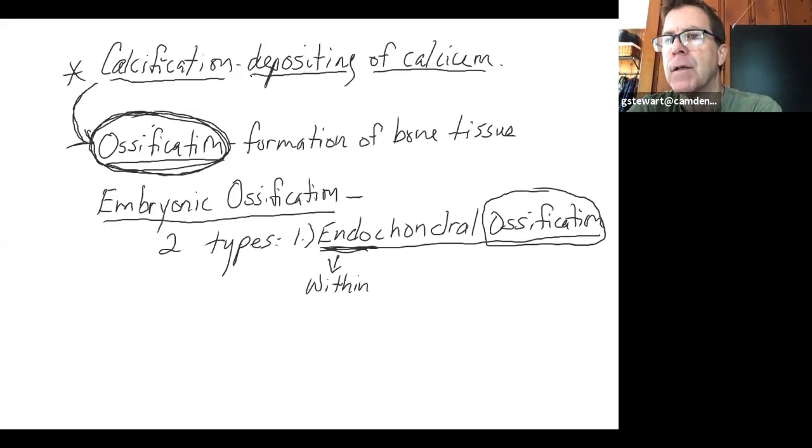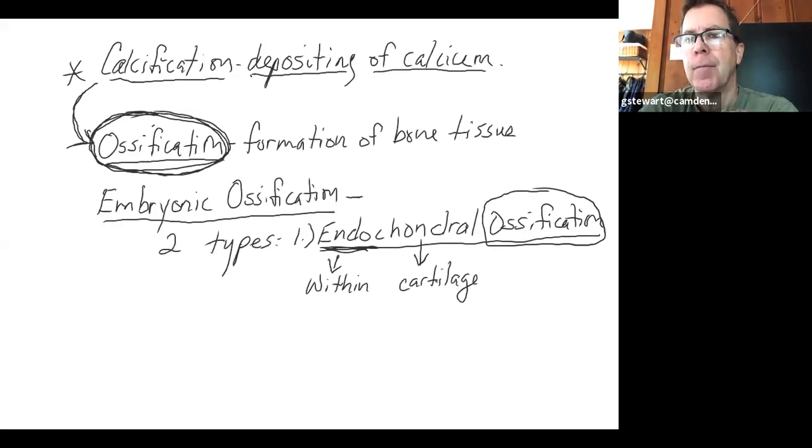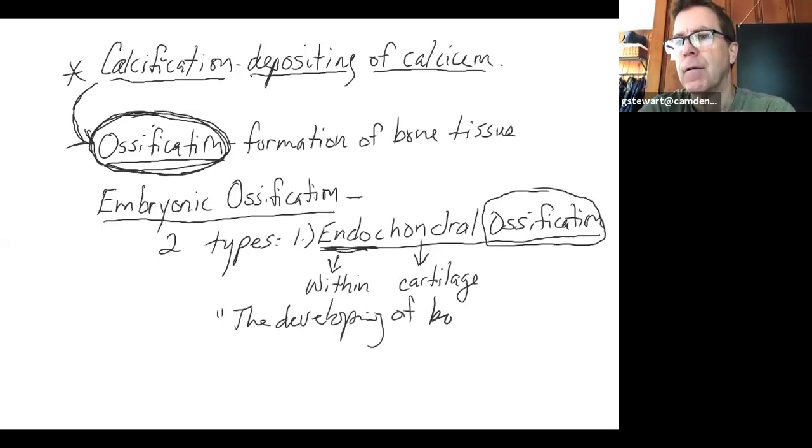Chondral means cartilage. So what endochondral ossification literally means is the developing of bone or skeleton within a cartilage model.